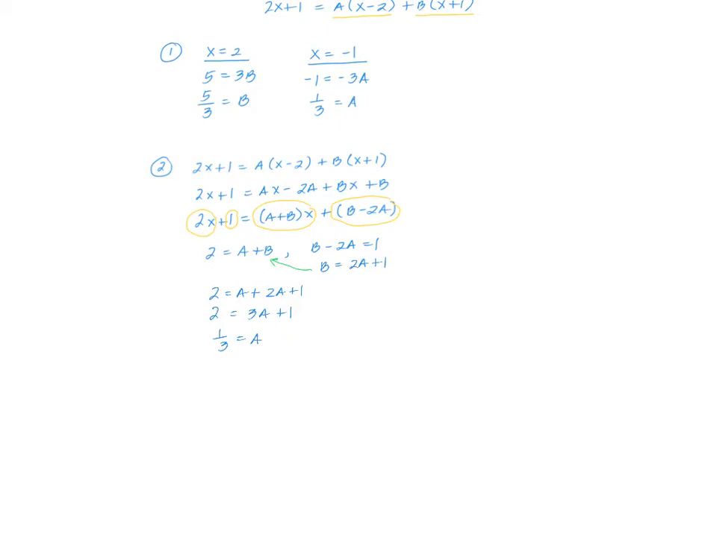Now that we have a is equal to 1/3, we can substitute that into our equation to find b, which is equal to 2 times 1/3 plus 1. And then b is going to be equal to 2/3 plus 1, sorry, that would be 5/3.